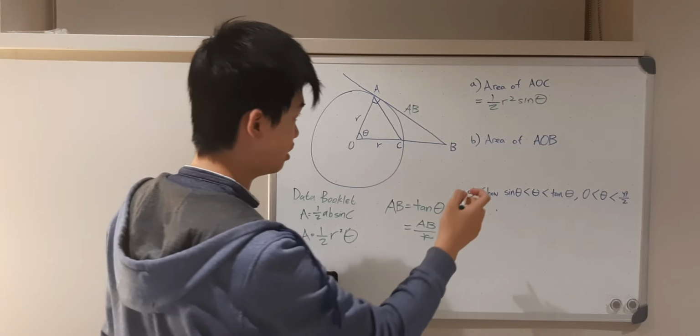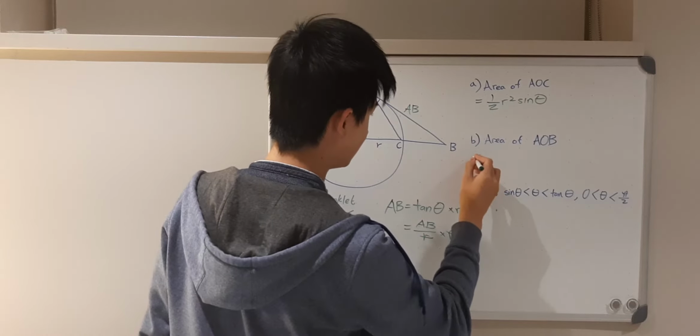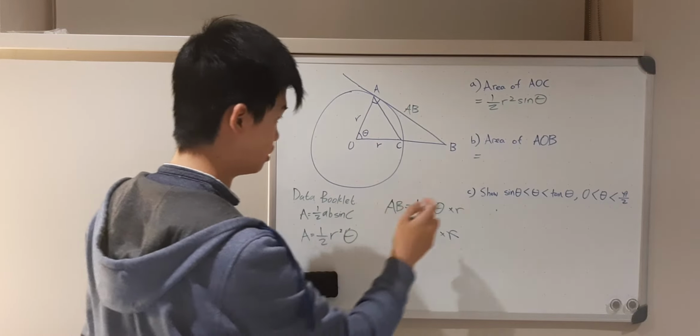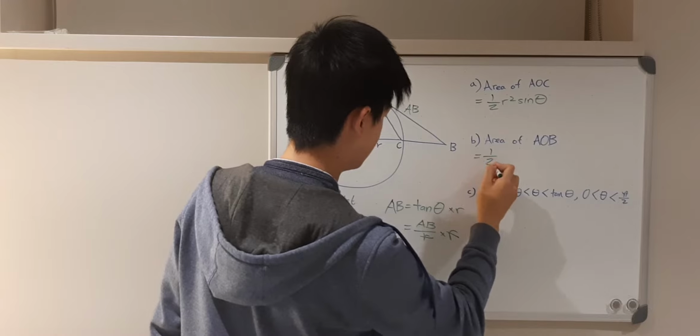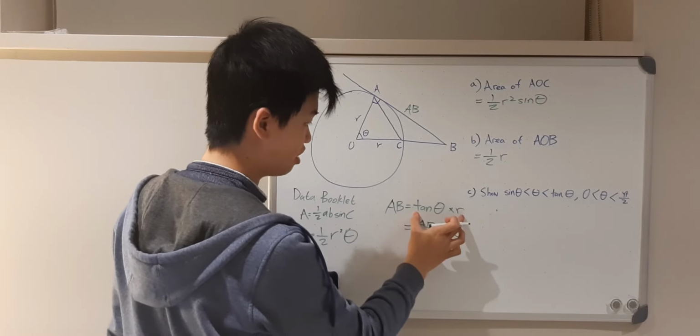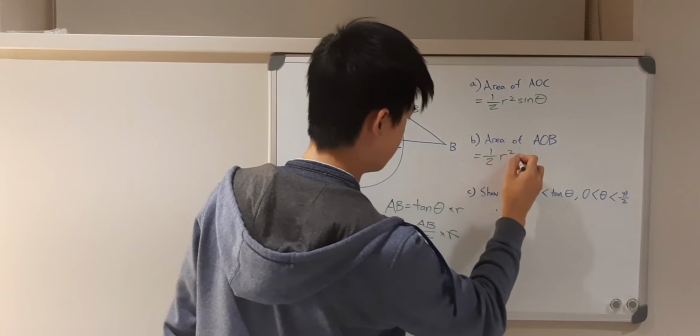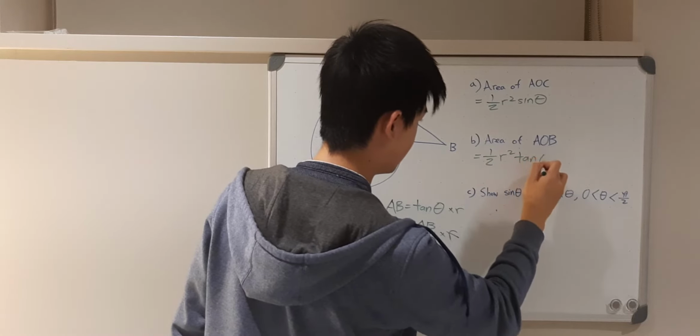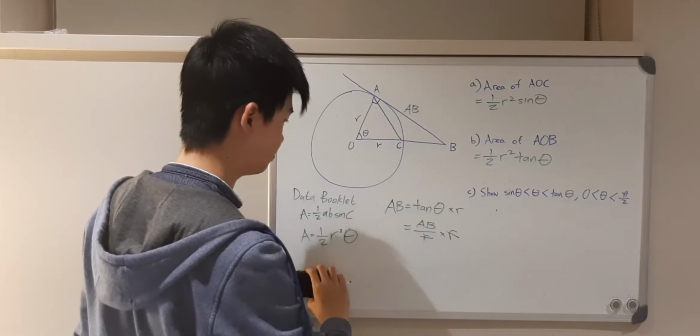So for AOB, that would equal, well, first we have to do the half. Then we have the height, which is r. And now we have the base, which is tan theta times r. Okay.